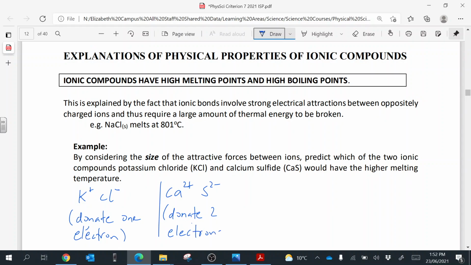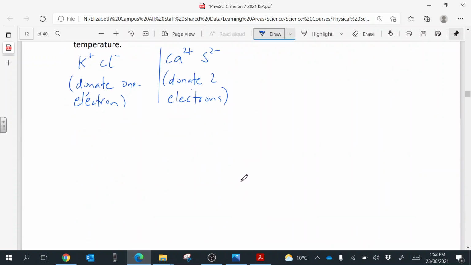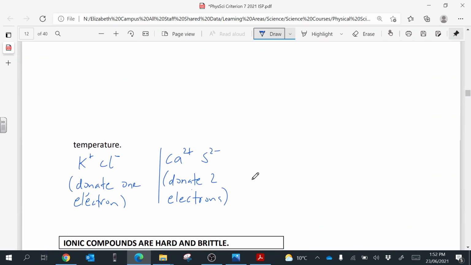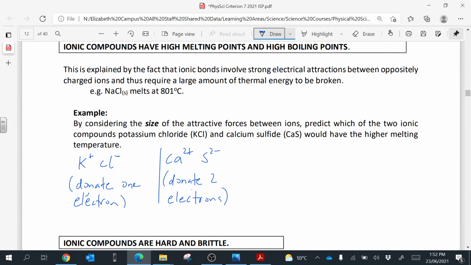I'm not sure why my screen is playing funny. Okay. Screen is being a bit funny.